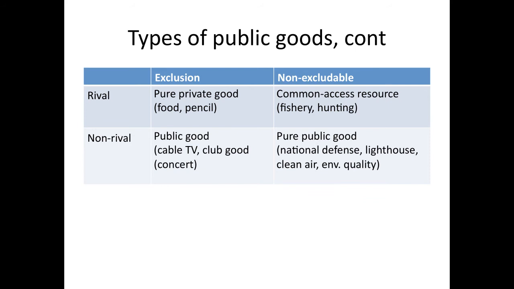On the other end of the spectrum, we have goods that are non-rival in consumption and non-excludable in consumption. These are pure public goods. Examples of this include things like national defense, lighthouses, clean air, and environmental quality. And so the idea here is that my consumption of national defense services doesn't affect other people's consumption of national defense services, and through the provision of national defense through a federal government, we can't exclude one person or another.